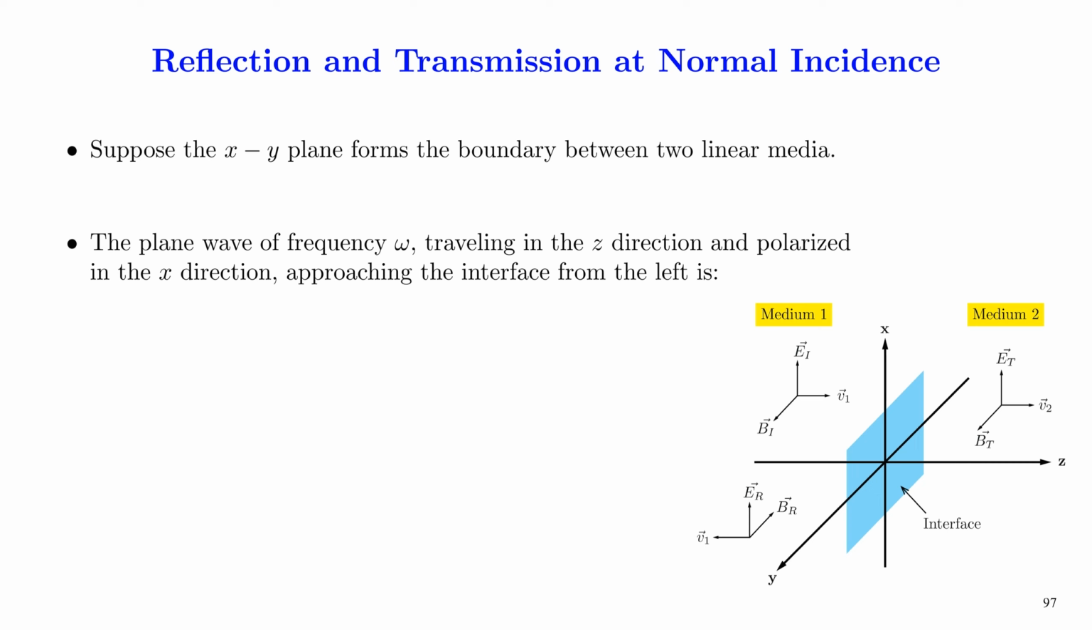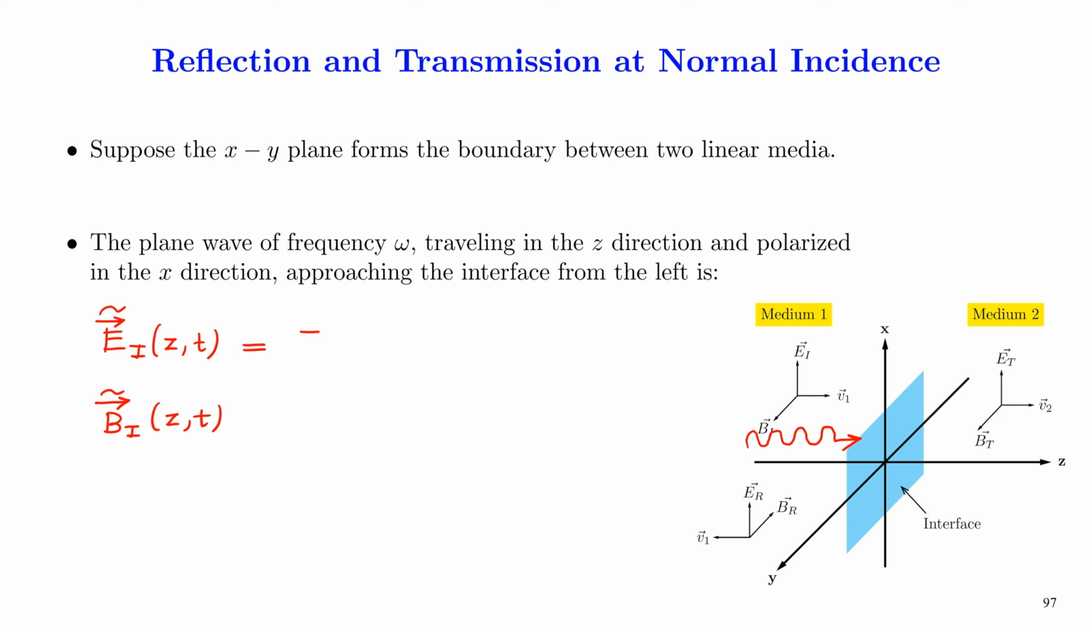So as per the setting, the xy plane forms the boundary between the two linear media. We assume that a plane wave having frequency omega approaches the interface from the negative z direction towards the positive z direction. The wave is polarized in the x direction. So we write the incident electric and magnetic fields as EI and BI. This is a vector as well as a complex quantity dependent on z and t.